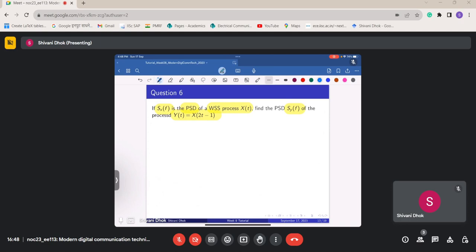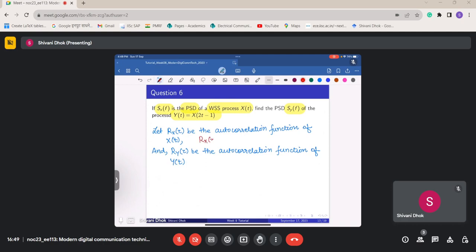Now, what do we know is, let's see, what we'll do is, let Rx of tau be the autocorrelation function of x(t), and Ry of tau be the autocorrelation function of y(t). So what does this mean?